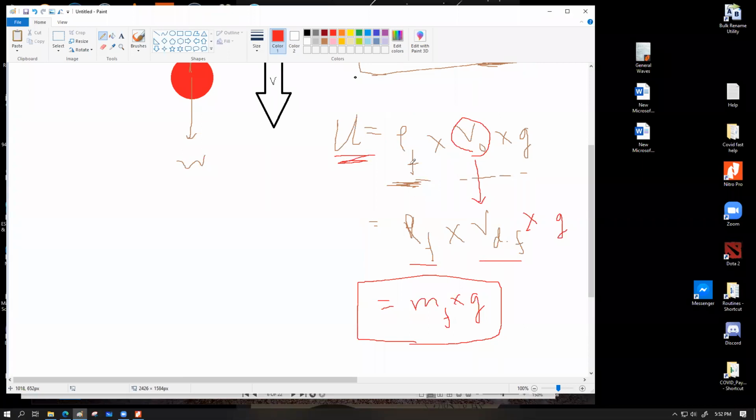Oh, okay. So if you place the same object within the denser medium, you're going to definitely have a much higher upthrust. Okay. Sure.